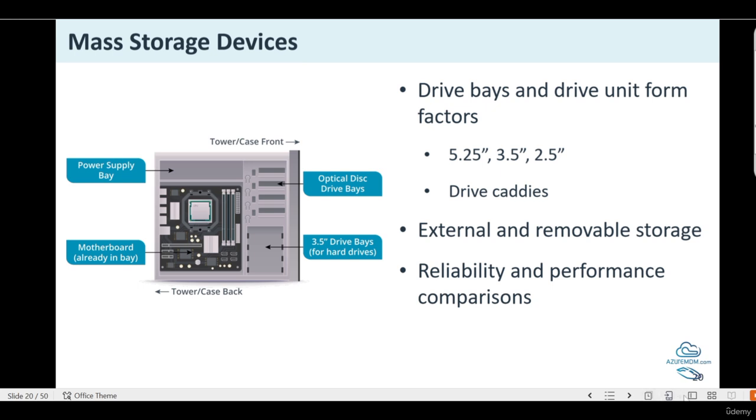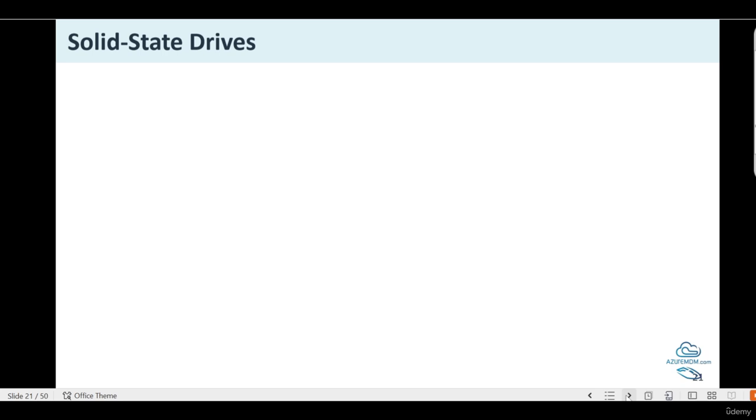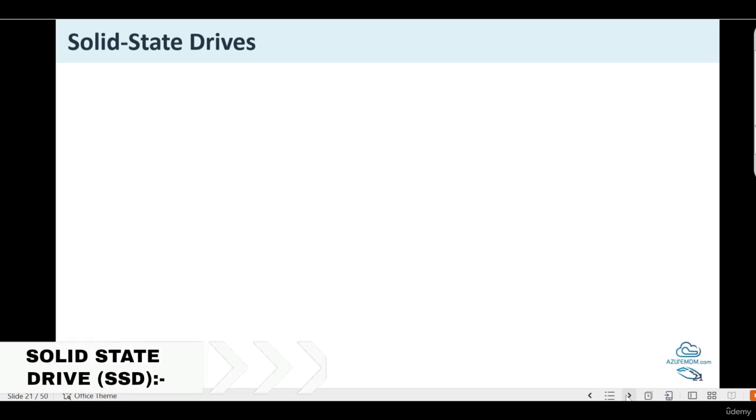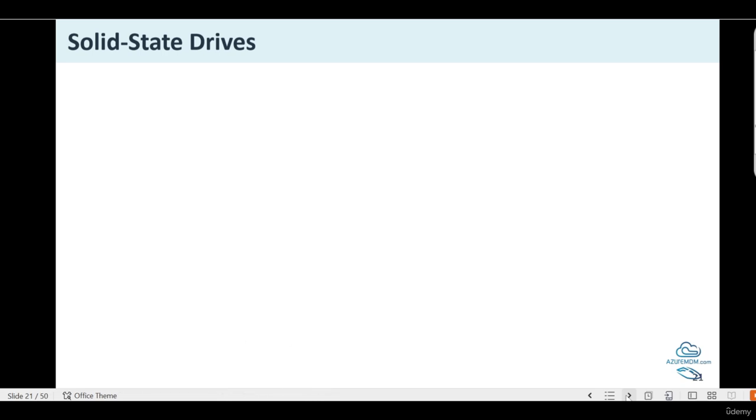Now, we will learn about what is SSD. That is solid state drive. SSD is a fast and modern storage device that replaces traditional hard drives, HDD, and like HDD, it has no moving parts, making it more durable and silent. SSD uses flash memory like a USB drive to store data, allowing much faster read-write speeds. This means quicker boot times, faster file transfer, and smoother performance.